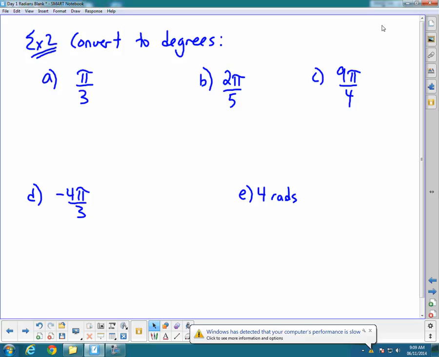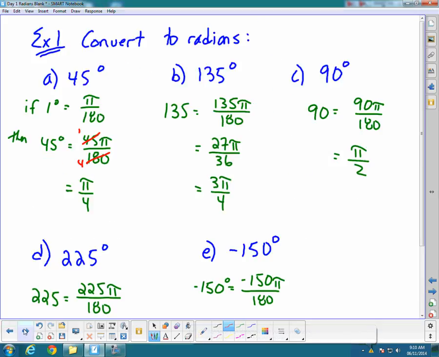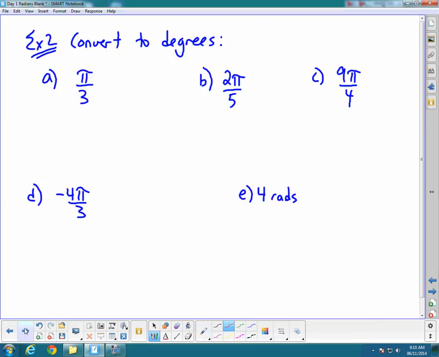So again, what we need to remember when we're going from radians into degrees is this. Pi is equal to 180. So wherever we see a pi, we know that we're talking about 180 degrees. So equals pi.